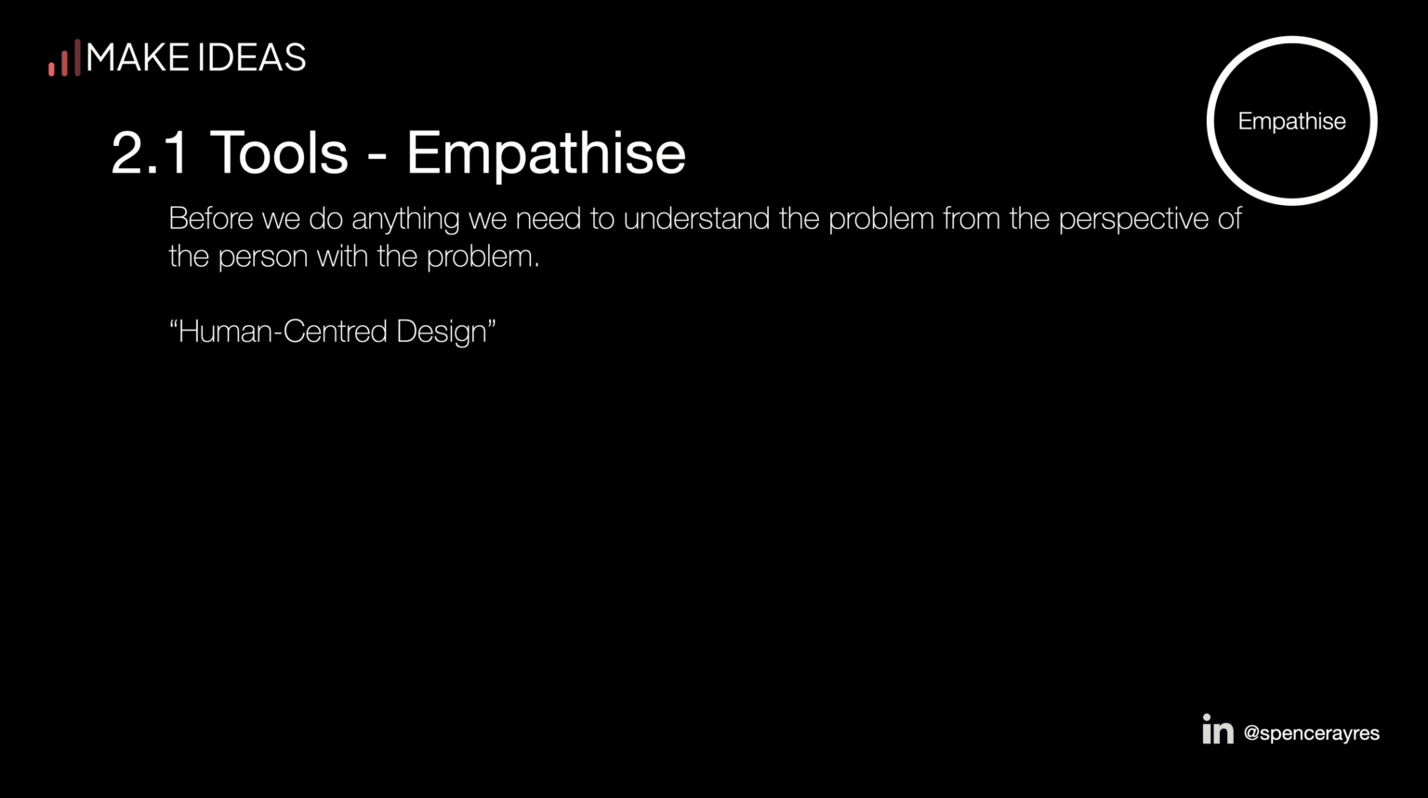So let's get started. Now, the first part of the process, as we talked about, is empathy. Before we do anything at all, we need to understand the problem from the perspective of the person with that problem, the person that we're looking to serve. And this is where the phrase human-centered design really comes from, which is an alternative for this phrase design thinking. It's all about putting the human at the center of everything that you do.